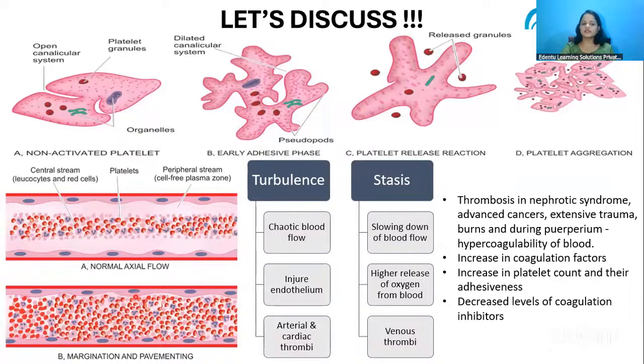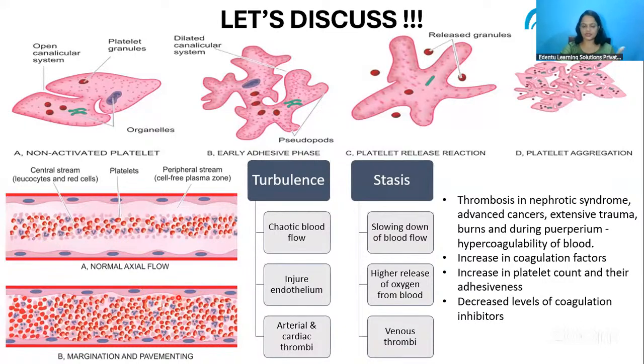But in case of abnormal blood flow, because of turbulence or because of stasis, where turbulence means chaotic blood flow and stasis means slowing down of blood, it will create an abnormal blood flow like this. So this is the normal one and this is the abnormal one. You can see in the abnormal one the cells are everywhere. They are hitting the endothelial cells also, so that can result in injury to the endothelium.